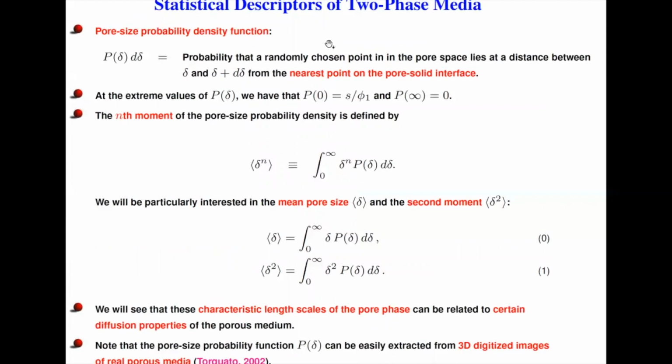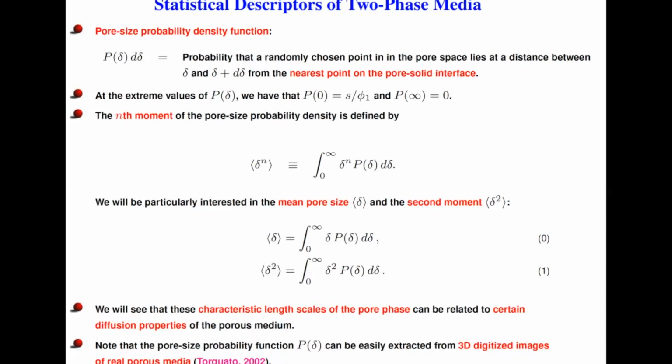Some other very important descriptors when it comes to porous media is what I call the pore size probability density function. So this is the probability that a randomly chosen point in the pore space lies at a distance between delta and delta plus d delta from the nearest point on the pore solid interface. Now, at the extreme values of this quantity, at 0, it gives the specific surface divided by the porosity. And at infinity, it must be 0. And then we're interested in the moments of this probability density function. So this is the nth moment.